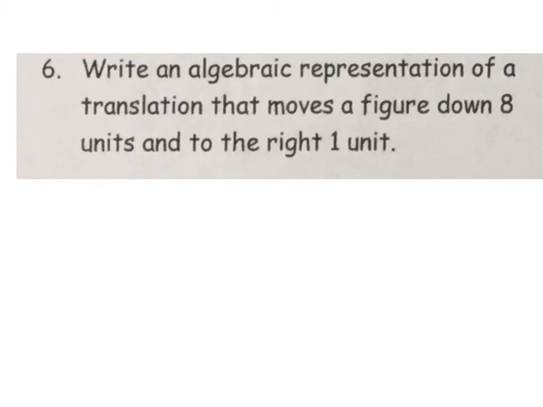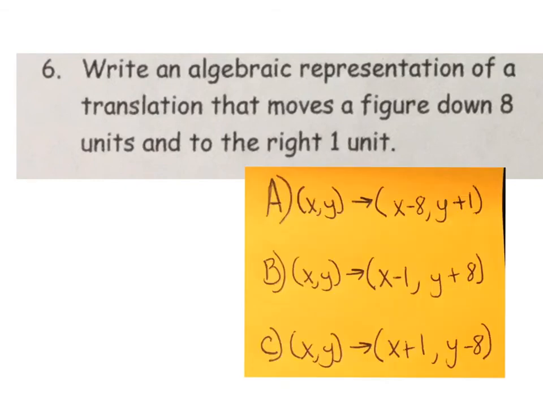Number 6. Write an algebraic representation of a translation that moves a figure down 8 units and to the right 1 unit. So this is a translation. I'm going to give you some answer choices for this one. Since it is a translation, your answer choices are going to be A, B, and C. They're all going to look like that. So you just have to pick which one is the correct algebraic representation.